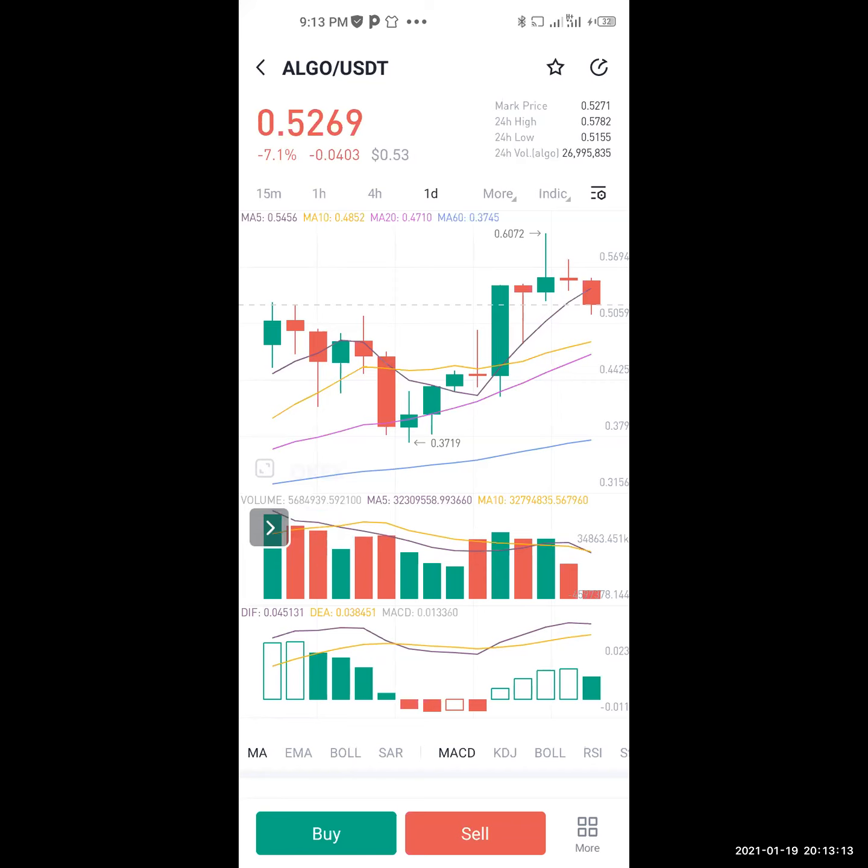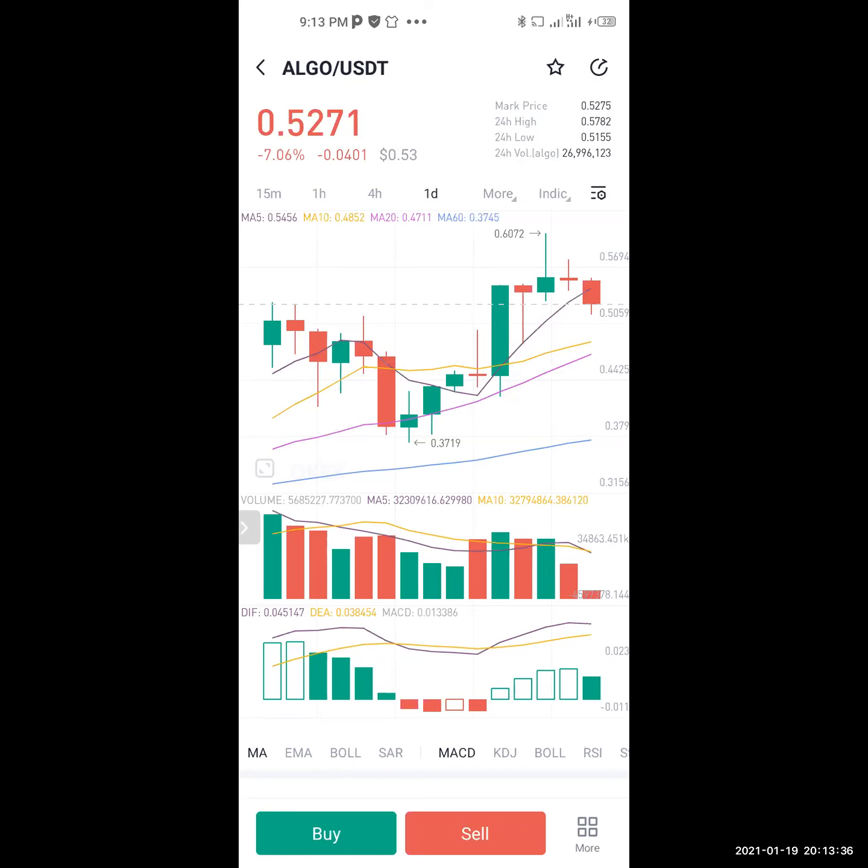The resistance is the point whereby the price of a coin will get to, and it will struggle to pass that particular price. If it doesn't pass that price, it will then drop. At that resistance point, people are selling until it becomes oversold, and because it is oversold, the price of the coin will start dropping.